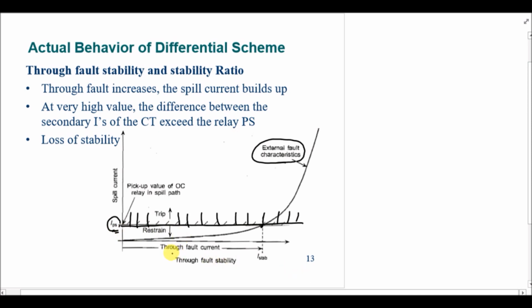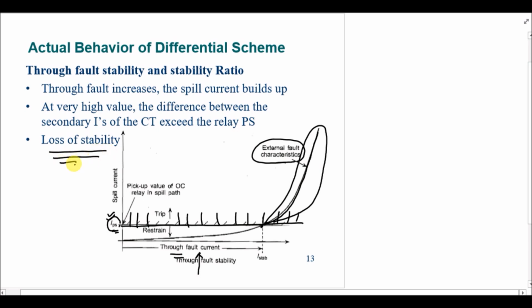But as the through fault current increases, this is the current for which the relay should not operate, the spill current increases gradually, and at some point the spill current will be more than the plug setting of the relay, right? So after this point, during this portion of the line, the relay will trip for the external faults as well. So that is actually the loss of stability for the differential protection scheme.